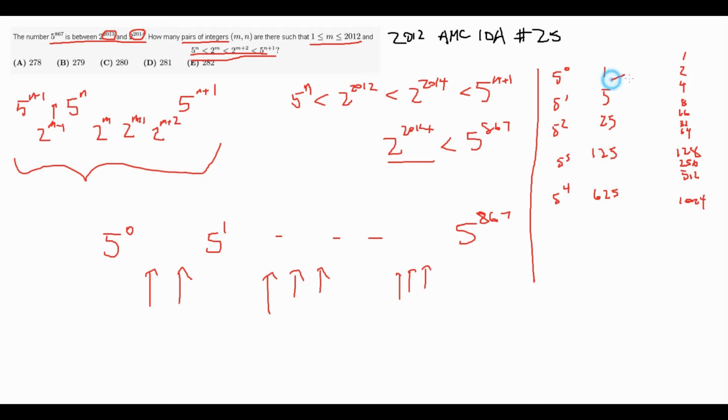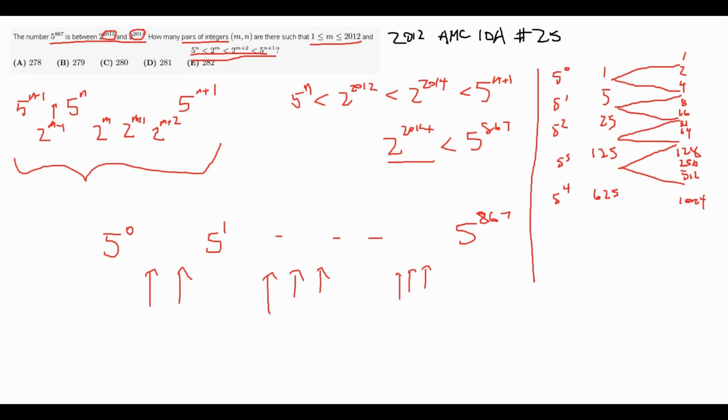So in this case, we have that 2 and 4 are between 1 and 5, and then 8 and 16 are between 5 and 25. 32 and 64 are between 25 and 125. 128, 256, and 512 are between 125 and 625, and so on like that. So it seems that there can only be either 2 consecutive powers of 2 between 2 consecutive powers of 5, or 3 consecutive powers of 2 in between 2 consecutive powers of 5. So let's set out on actually proving this.